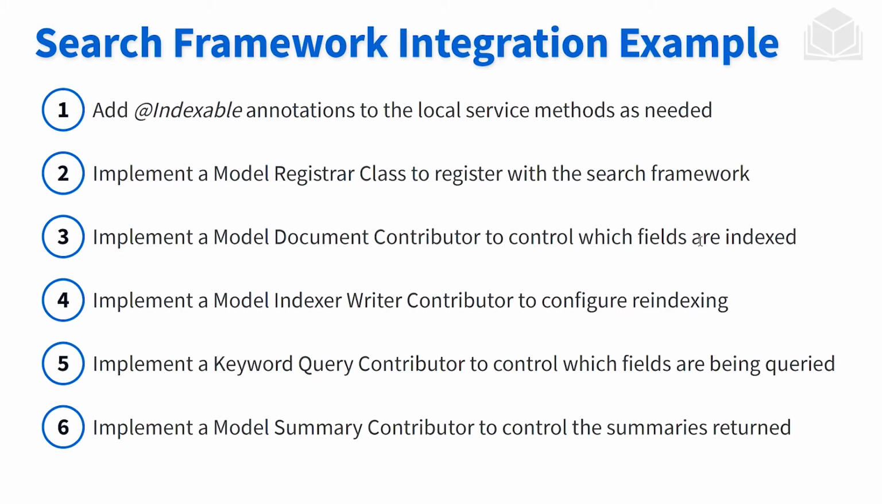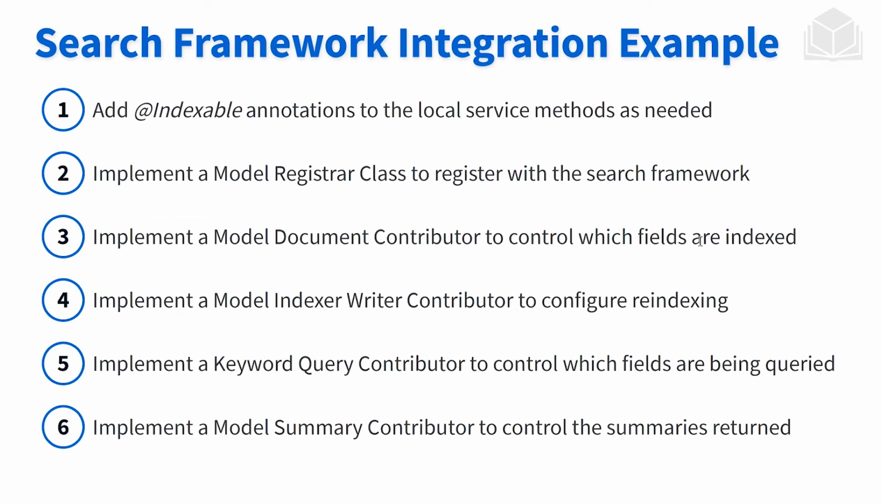The next thing we need to do is implement a model register class to register with the search framework. So following the same patterns that we've gone through over in the asset framework, we're doing something very similar with the search framework. We need to then implement a model document contributor to control which fields are indexed. So when we're searching for a specific aspect of our entity, whether it's the title or the description or so on, we need to specify what exactly we want to search for so that it can be indexed.